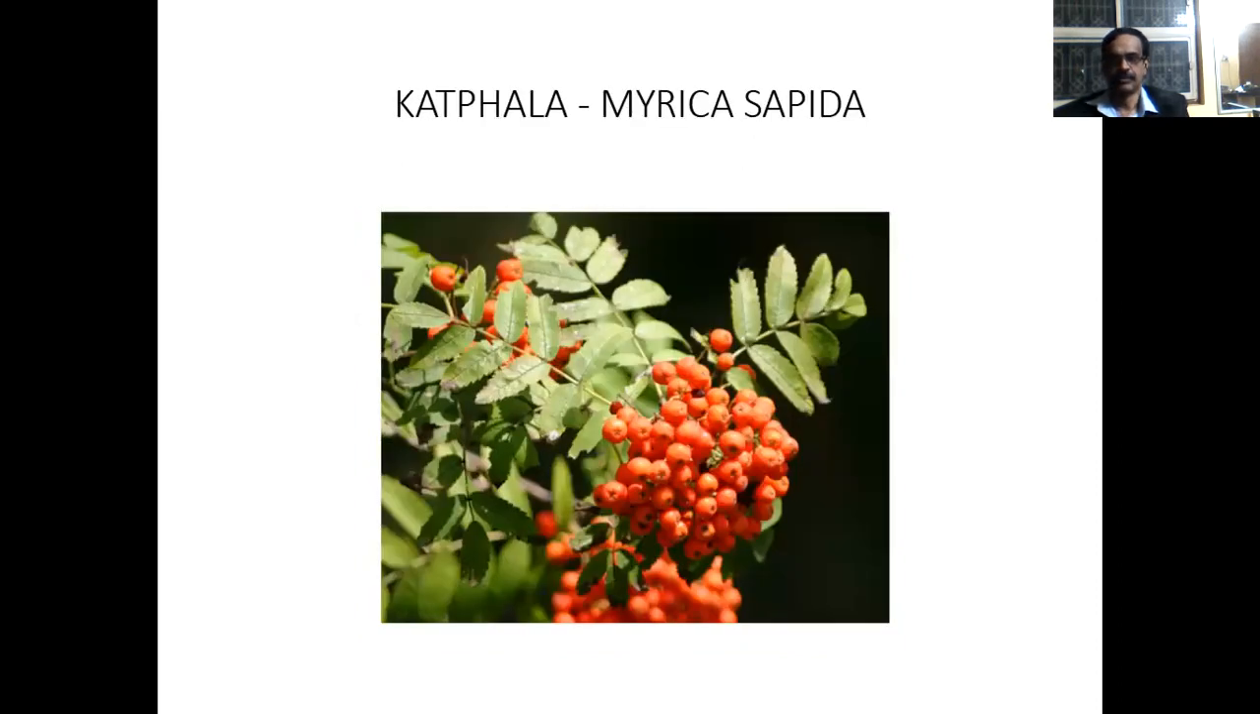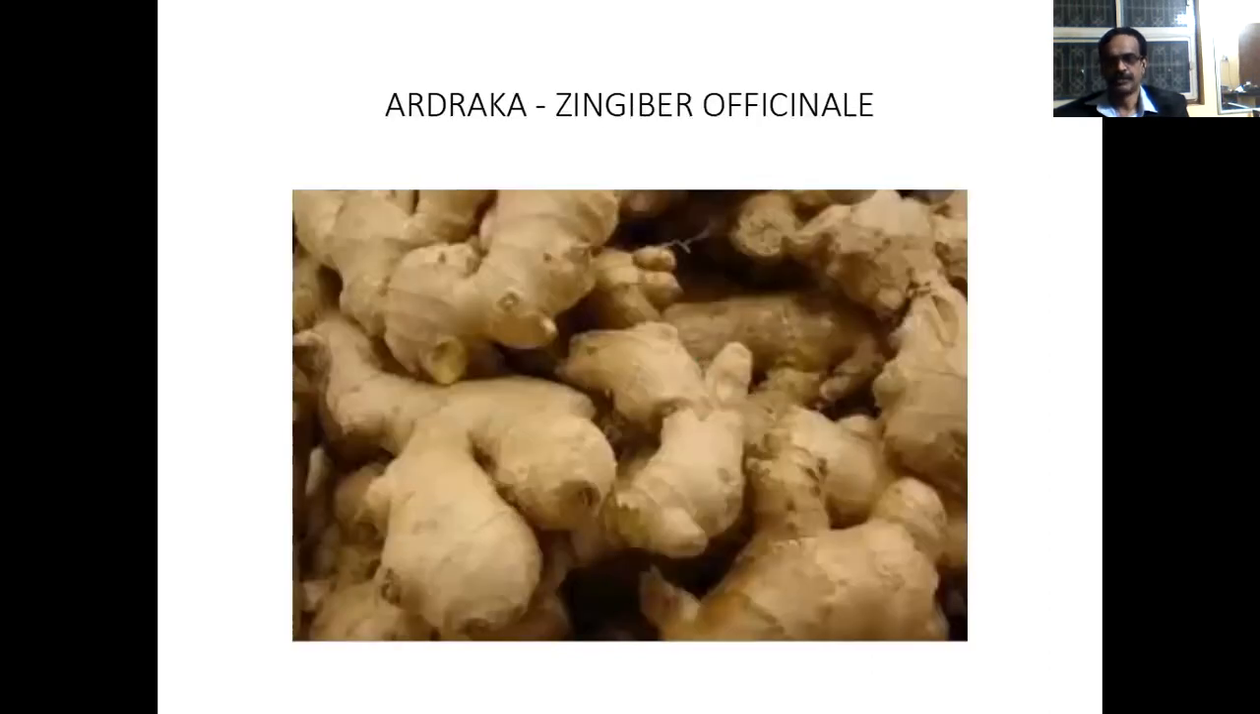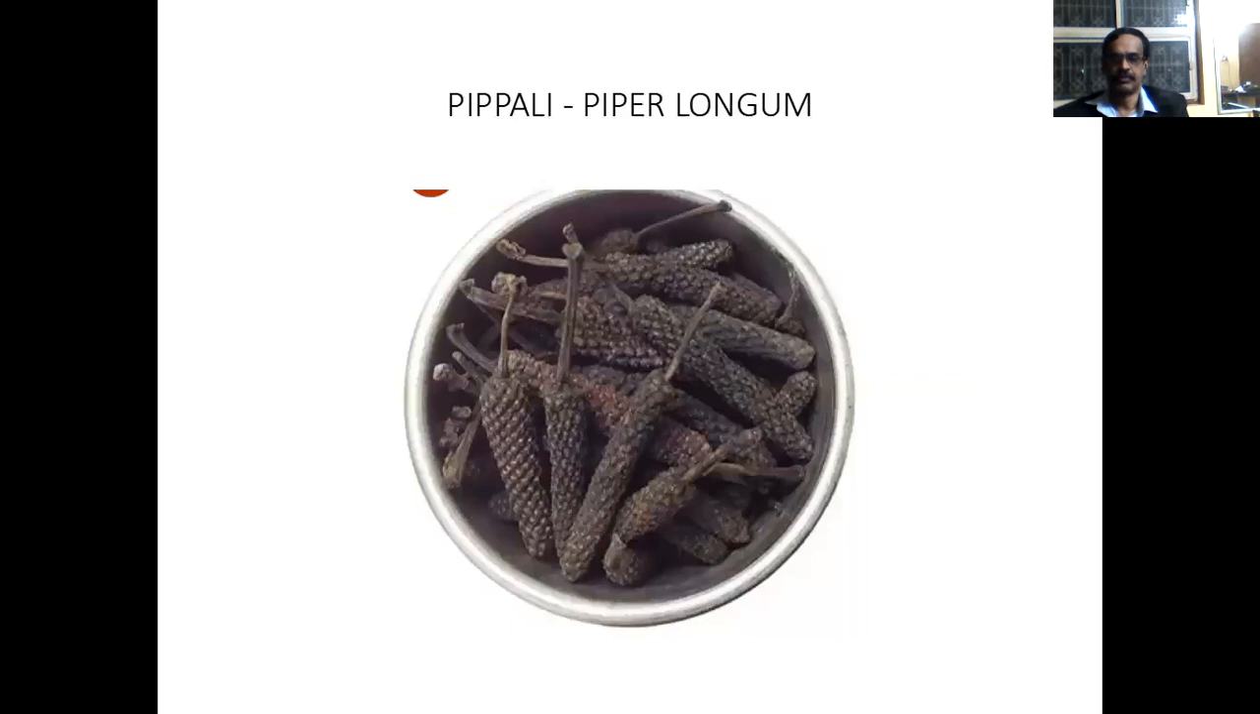This is the Katphala, Myrica sapida. It is Ushnaviryayukta and Kaphavatahara. This Barangi, Clerodendrum serratum, is a Shwasahara drug. And Shunti, Ardraka, Zingiber officinale, is Ushnagunayukta, Katurasayukta, and Kaphavatahara, and CNS stimulant and anti-allergic also. Pippali, Piper longum, is Rasayana, Ushnavirya and Katurasayukta, and it is a bioenhancer also.